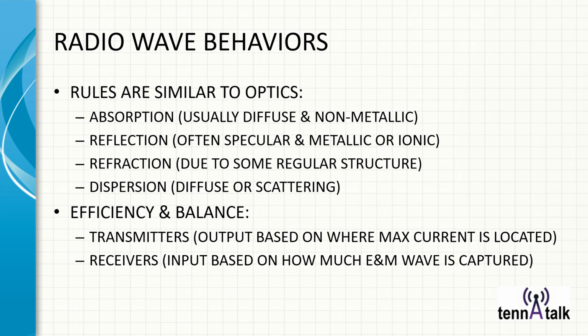In addition, efficiency and balance. While on the one hand, transmitters are based on the output where the max current is located, receivers operate based on how much of the electromagnetic wave is captured and not where the current is located. That's a very important distinction.